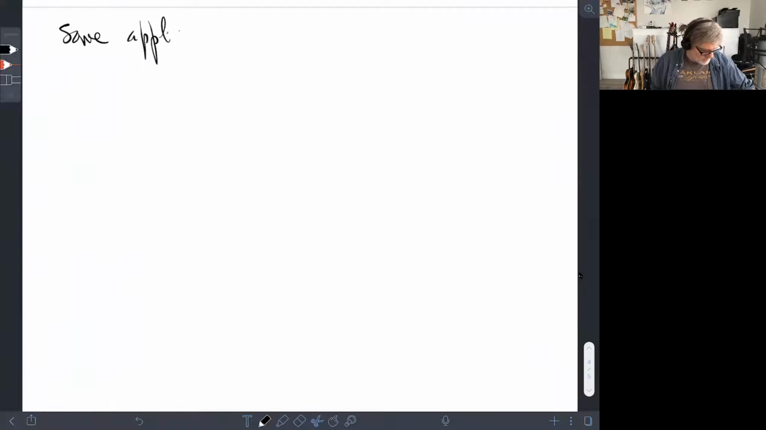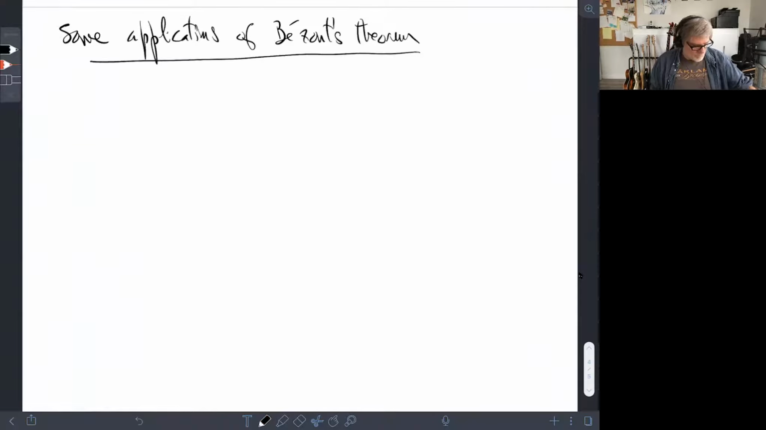So, some applications of Bézout's theorem. The first result I'm going to show you is really the key thing. I'm going to prove that using Bézout, and then I'm going to prove a lot of stuff with it. So our first lemma.